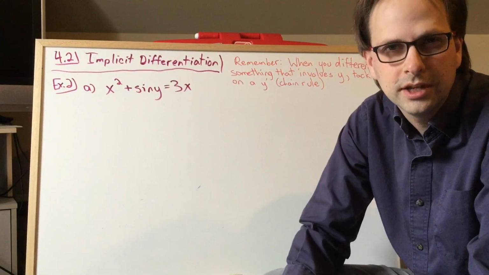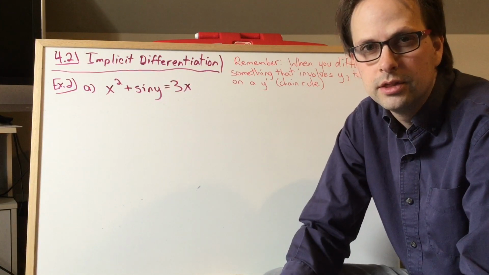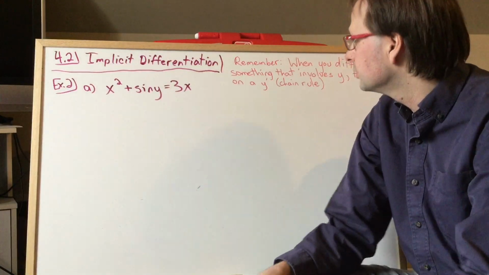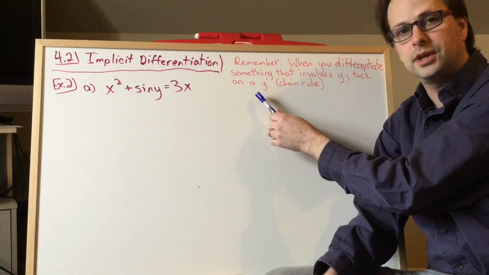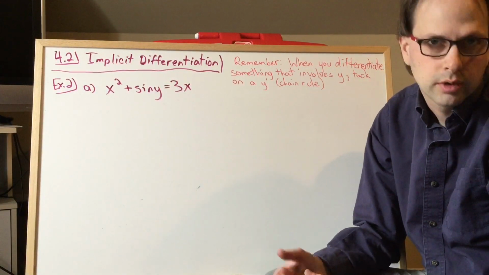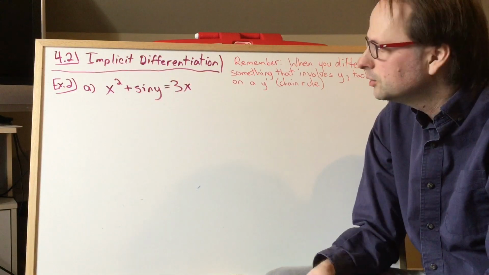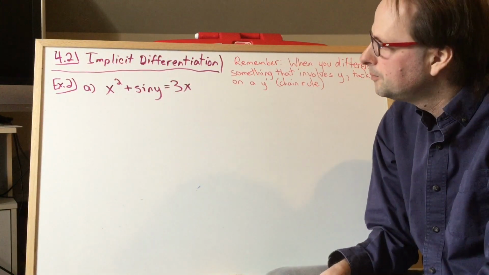Hi folks, today we're looking at more challenging implicit differentiation questions. The big thing to remember from the last lesson is that when you differentiate something that involves y, you need to tack on a y prime. Okay? And that really comes from the chain rule, though maybe it doesn't really look that way to you. X's behave nicely, y's tack on the y prime.